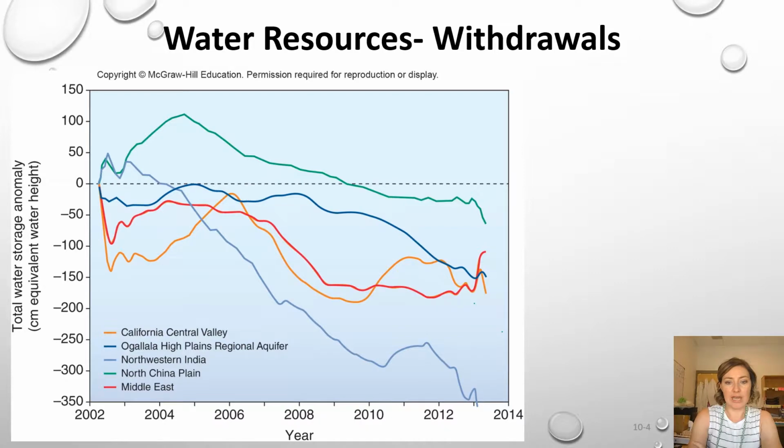So what we're looking at in this graph, and this is a little tricky to see at first, is this 0 point is kind of, think of it like your baseline.